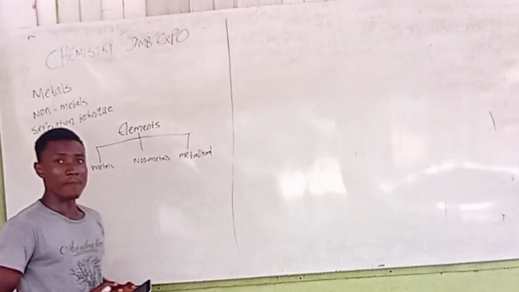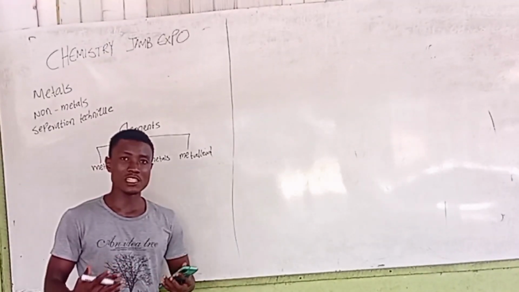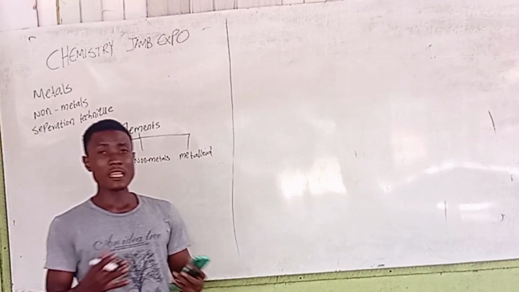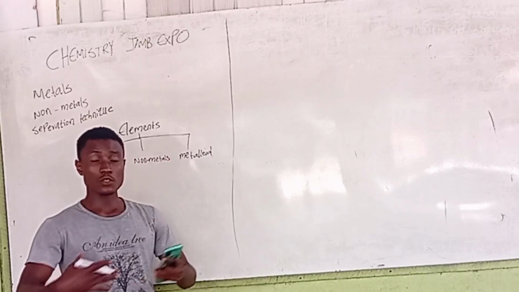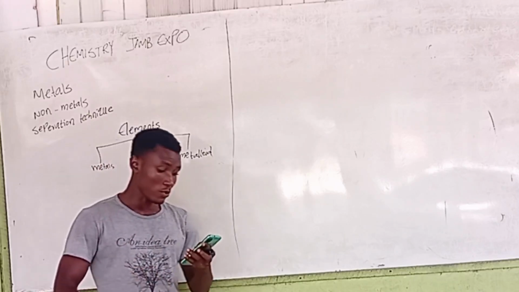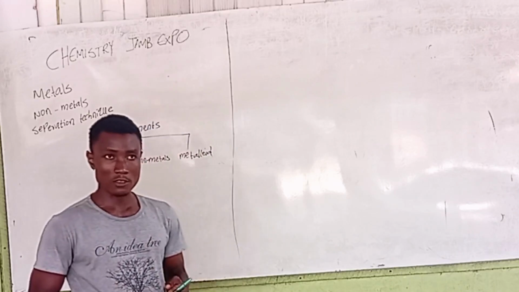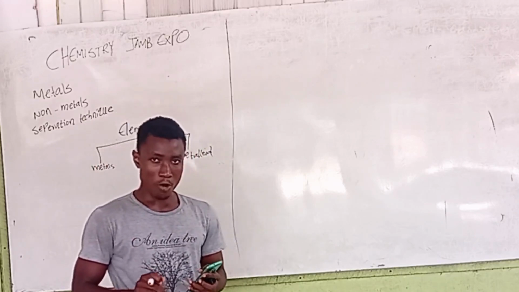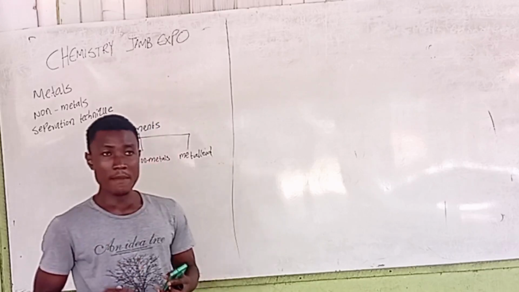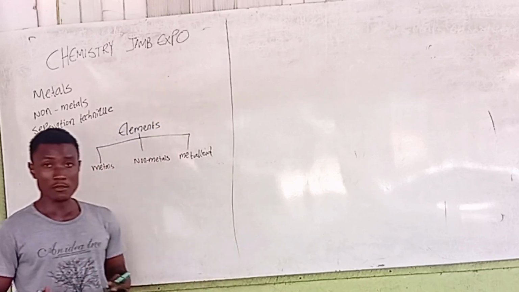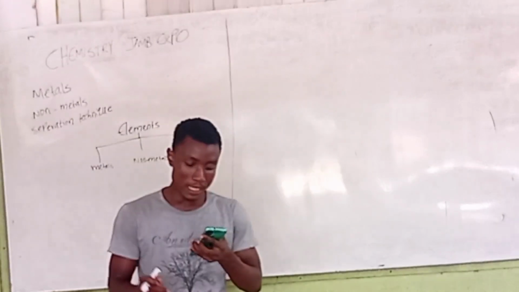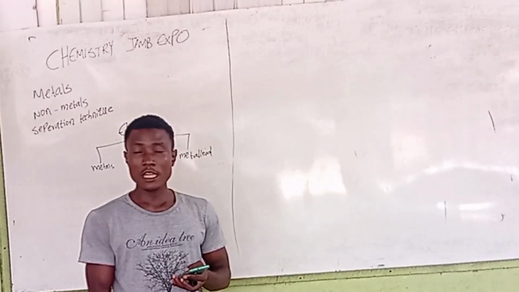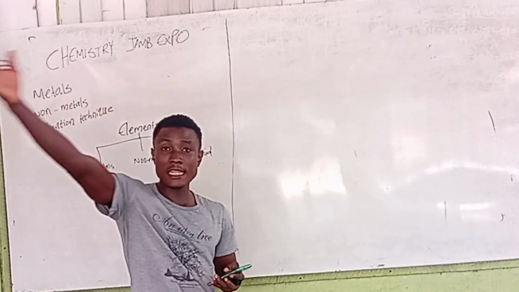When we talk about metals, first of all, I'll give you the characteristics of metals. In fact, metal is something that we see every day, in our day-to-day activities. What are the characteristics of metals? One is that metals are shiny. Metals are shiny and they can be shaped into wires or sheets.